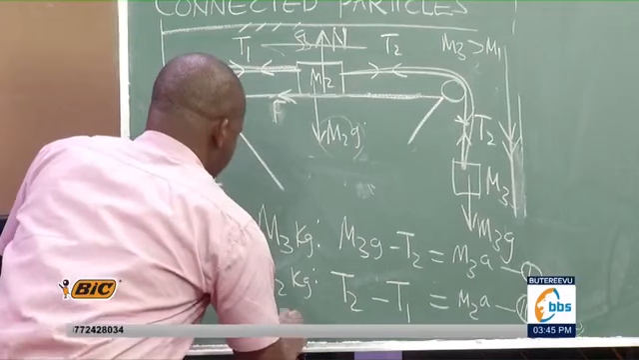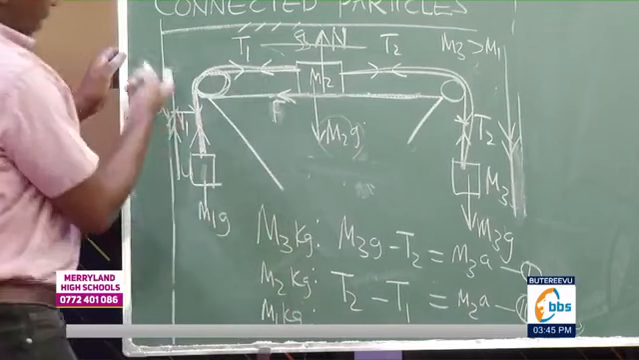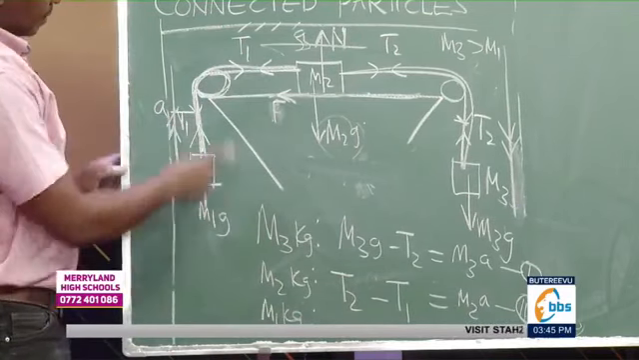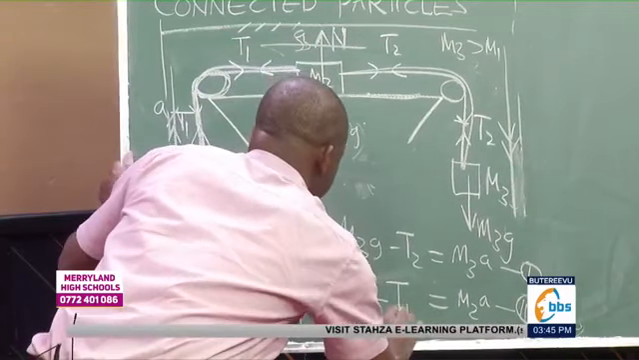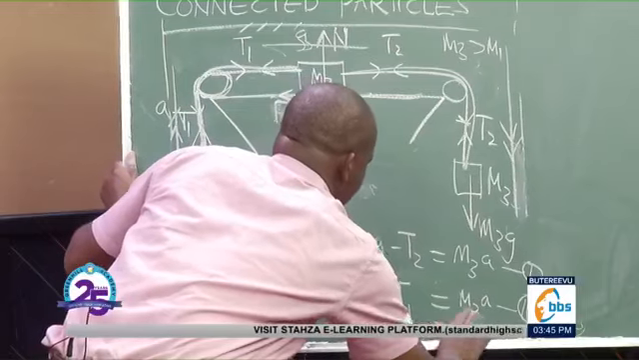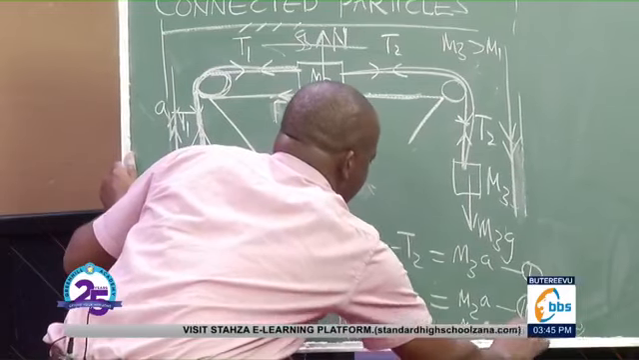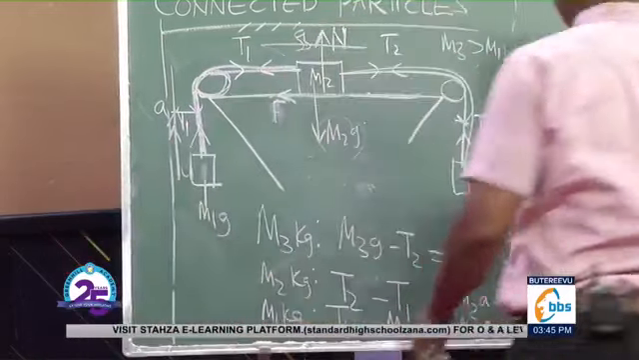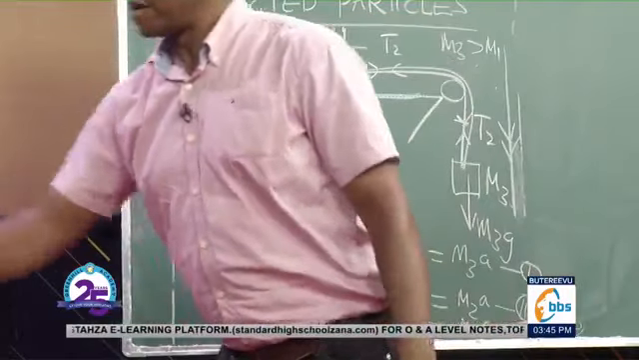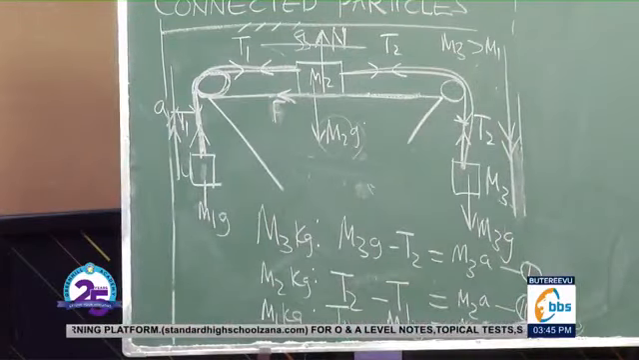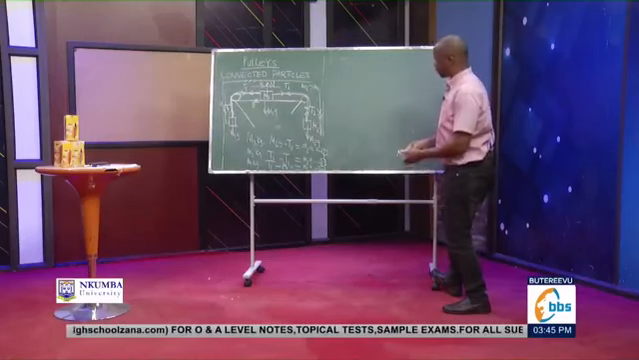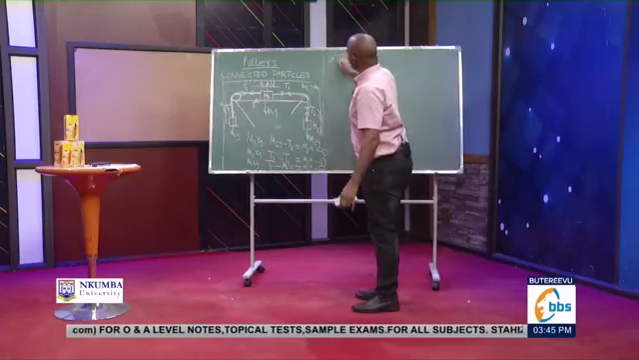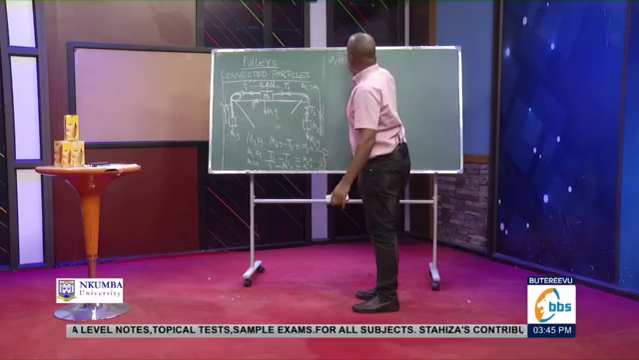For the M1 kilogram mass, which is going up, the tension here will be greater than the tension on the other side. And the tension there, T1, minus the weight is equal to M1a, equation 3. At high school, the students are prepared to know how to solve equations with three unknowns. Here we have three unknowns: we have a, we have T1, and we have T2.